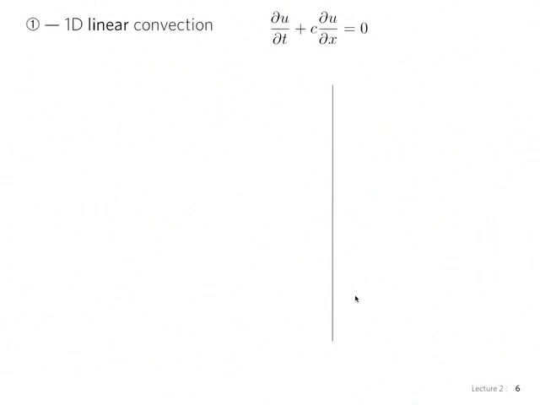The 1D linear convection. So in 1D, we have a partial derivative of u with respect to time. We don't say what u is. It doesn't really matter. It's just a quantity that is transported with a flow that has a constant velocity c. Okay, so we've removed the nonlinearity. There's then a constant transport velocity c.